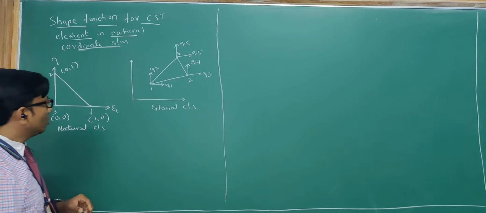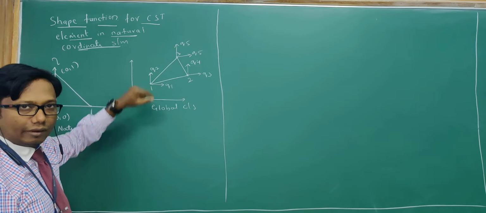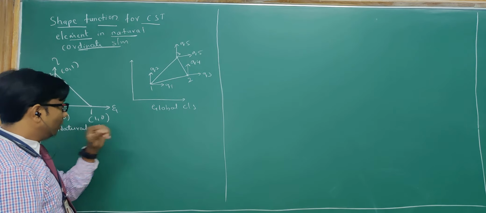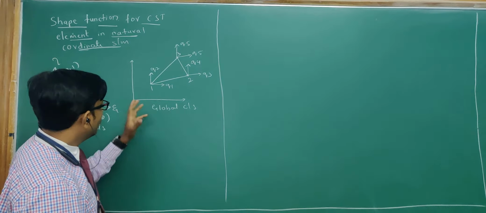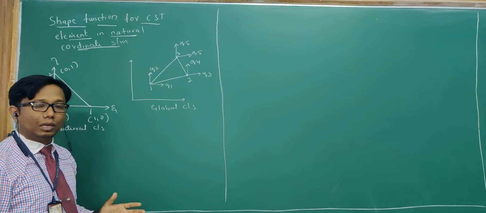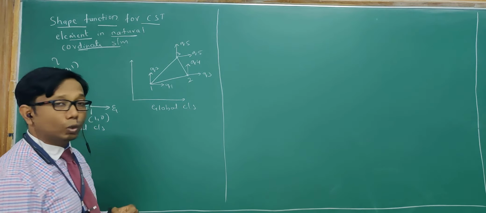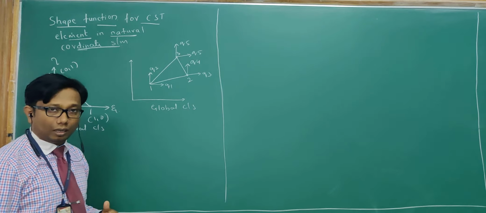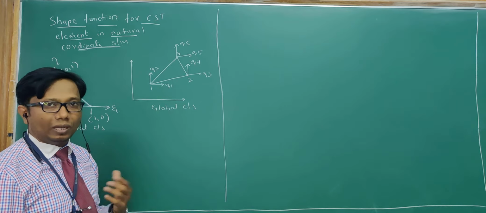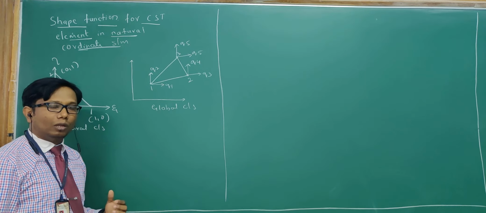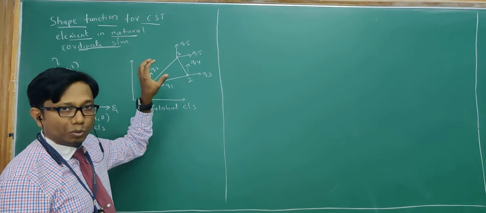This constant strain triangle is a triangular element with a unit thickness. A very small thickness is there. In plane stress conditions, we know that Z is the thickness direction and its thickness is very small compared to the length and width of the element. In that case, the stresses acting along the Z axis will be neglected and we will be taking only the X and Y axial stresses. For that case, this particular element is being used.